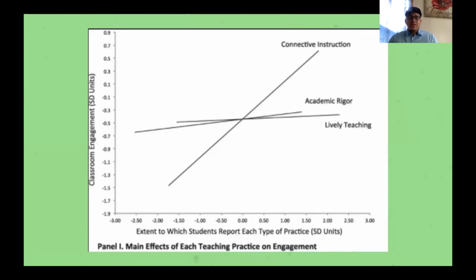So now that you've paused it and you've come back, hopefully some of the observations you would have come up with is that as the amount of instances reported, or the extent reported by students, of each of the practices, connective instruction, academic rigor, and lively teaching went up, so did classroom engagement, right? Hopefully the second thing you picked up on was the difference that connective instruction has in comparison to academic rigor and lively teaching, right?